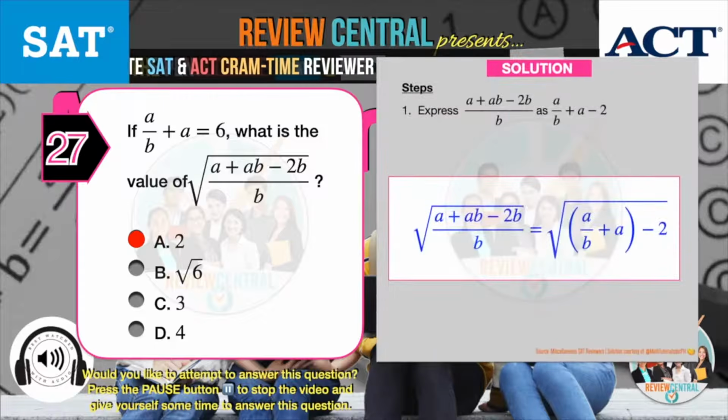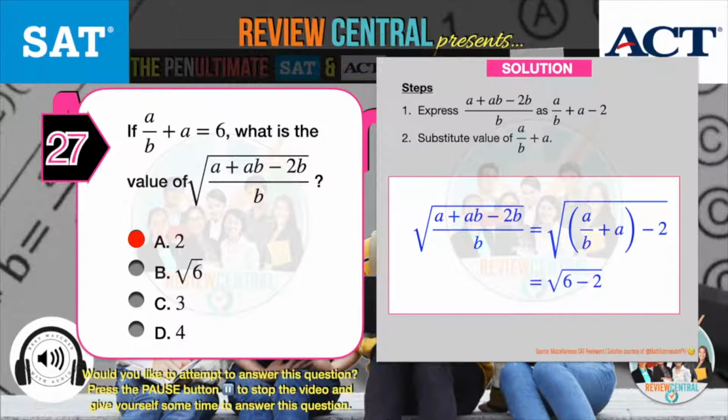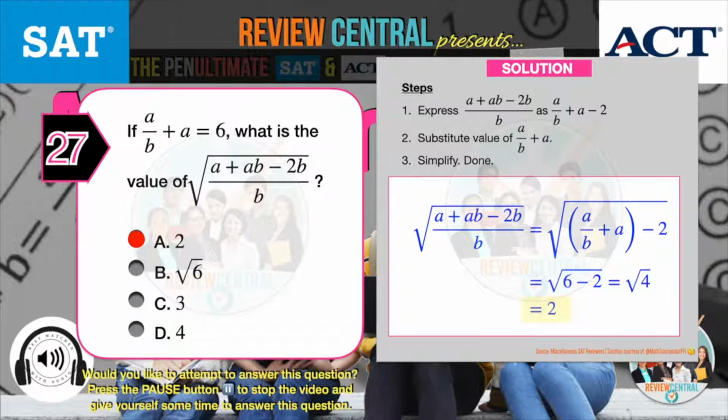The expression inside the radical can be expressed as a over b plus a minus 2. But a over b plus a is already given as 6. Therefore we can rewrite the expression as square root of 6 minus 2. We simply simplify further and should quickly arrive at 2.